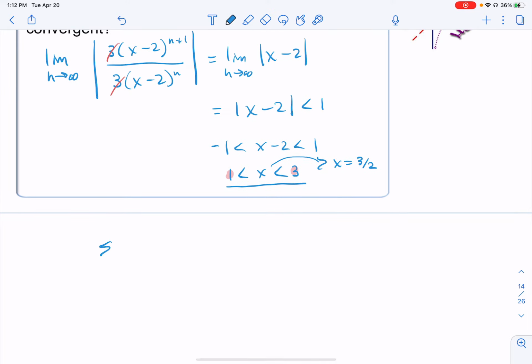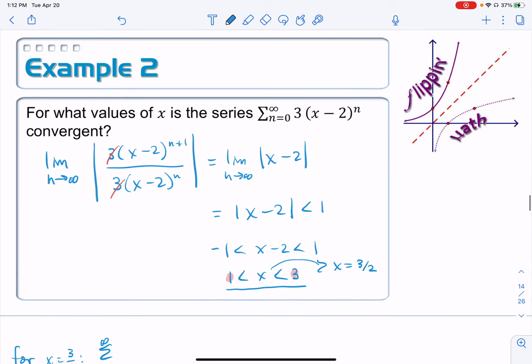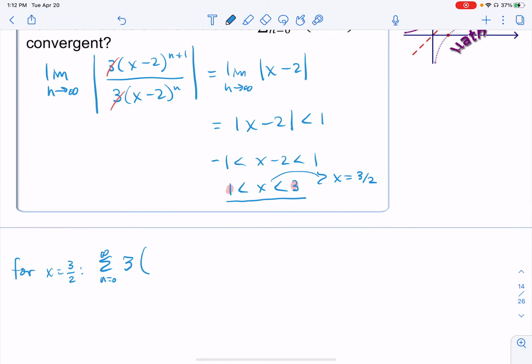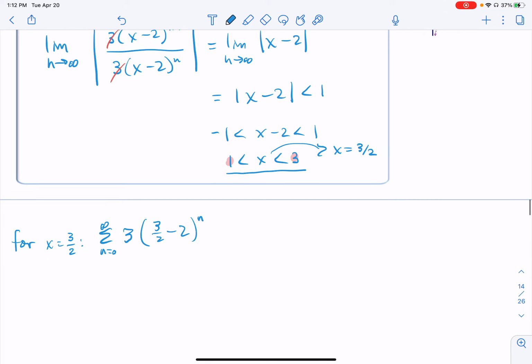So I have the infinite series, n equals 0 to infinity. Oh yeah, this is for x equal to 3/2. Just to illustrate, I would have 3 on the outside, and then this is 3/2 minus 2. That's your x minus 2 raised to the nth power. And now let's just simplify stuff. 3 stays. And then I have 1.5 minus 2. That's going to give me a negative 1/2, right? Negative 1/2 raised to the nth power.